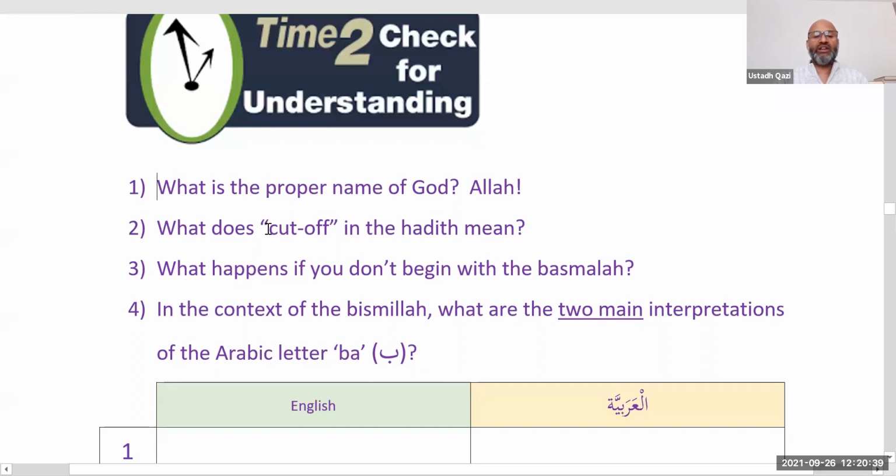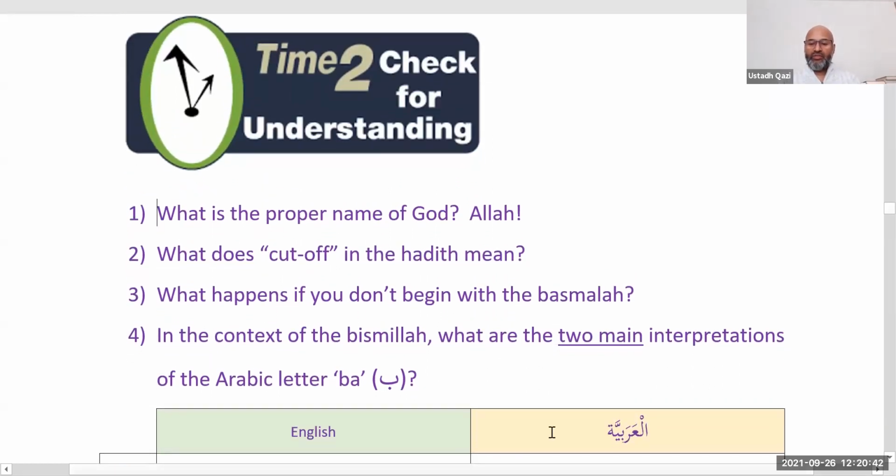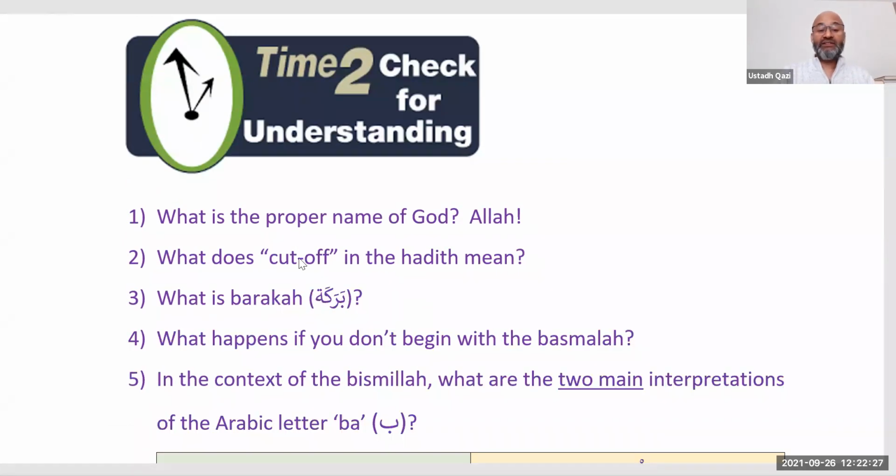Cut off means what? Tell me, what do you think the word cut off implies in the hadith? That's correct. Cut off means not having barakah. But then what is barakah? Barakah is, as I mentioned before, barakah has to do with efficiency, long-lasting increase. You get more for less. Sometimes your $100 lasts you more. You're able to buy more things with $100 sometimes than you buy with $125. That's barakah.